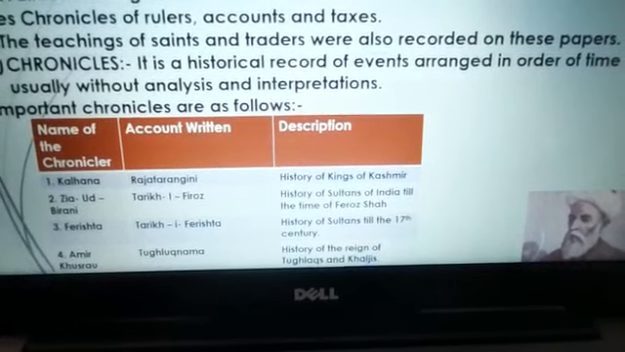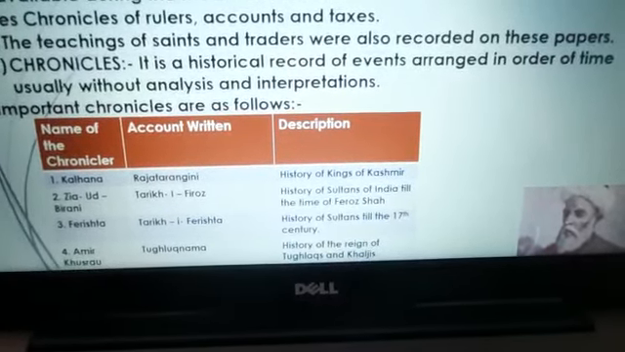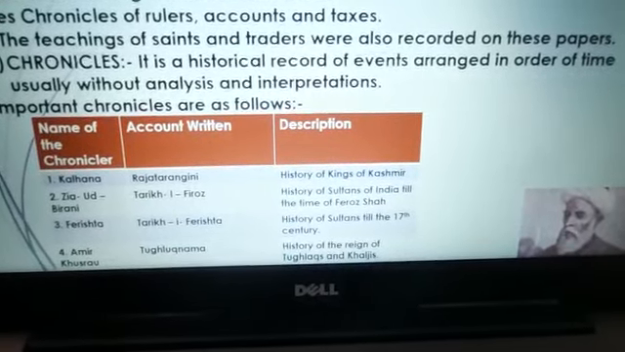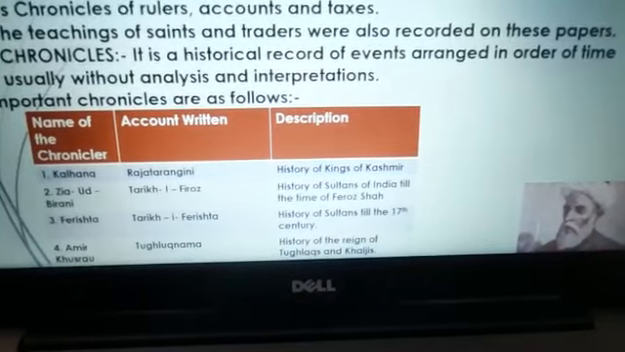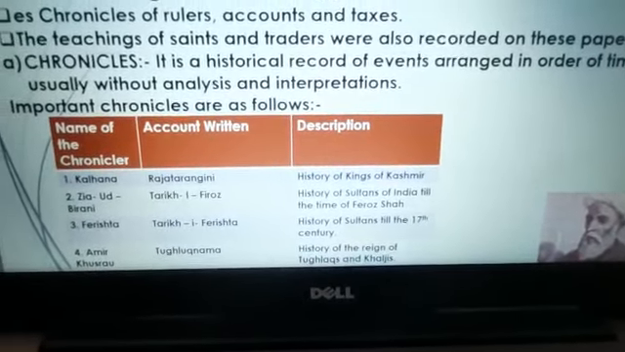Then we have Farishta. He wrote Tarikh-e Farishta, which talks about the Delhi sultans till the 17th century. And then we also have Amir Khusro. He wrote Tughlaqnama, which describes the history of the reign of the Tughlaqs and Khaljis.